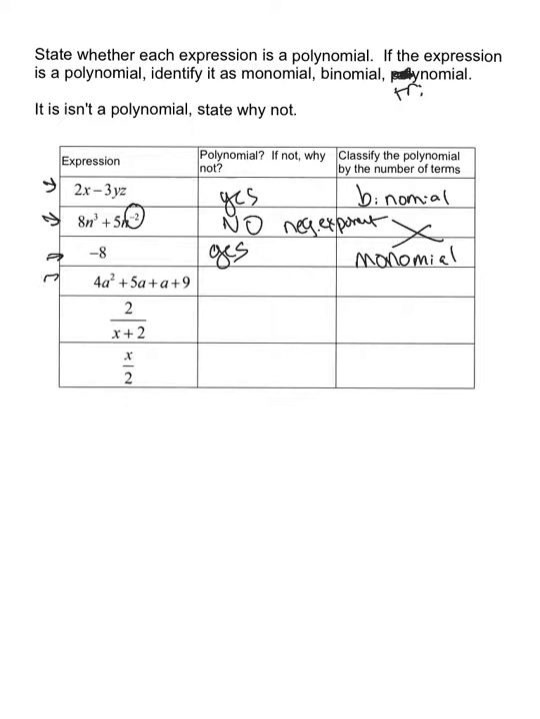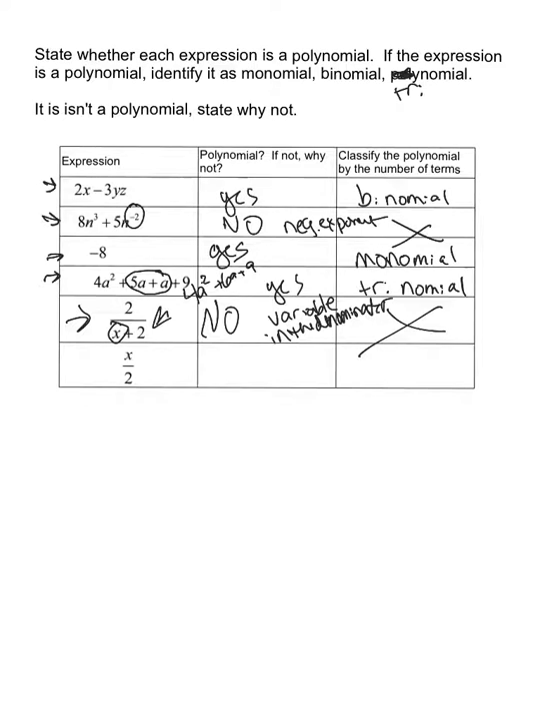All right, our next term. Oh, I'm looking at it and I see I can simplify it. So my next term is actually 4a squared plus 6a plus 9. Is it a polynomial? Yes, it is. Classify it. It is a trinomial. All right. Oh, this one we already know that it's not because it was in our example earlier. No. Why not? Because it has a variable in the denominator. So this one's left blank because it's not even a polynomial, so we can't classify it.